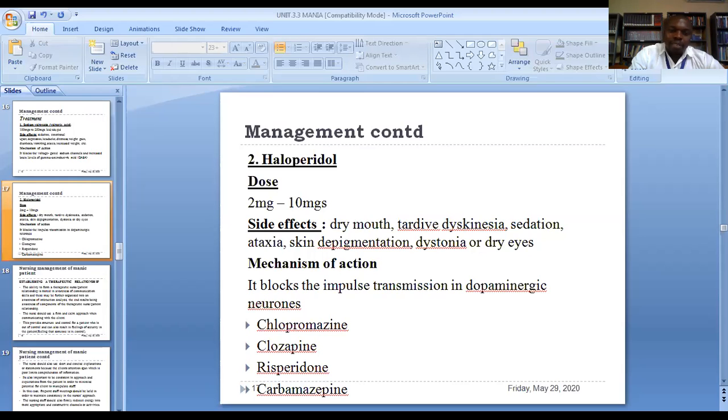The other drug one can use is clozapine. Clozapine, also sold as Clozaril, is also an atypical antipsychotic drug. It has the following side effects: weight gain, tremors, headache, constipation, and blurred vision, just to mention but a few.